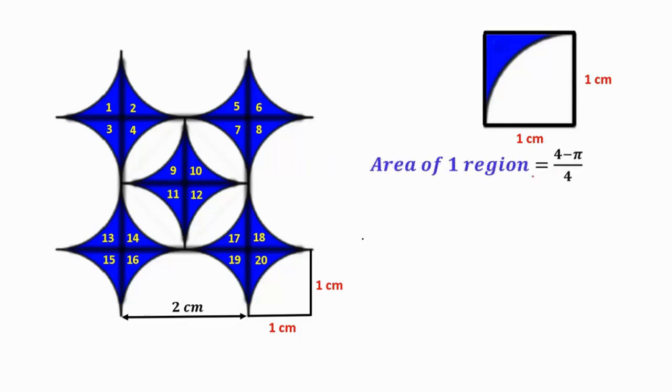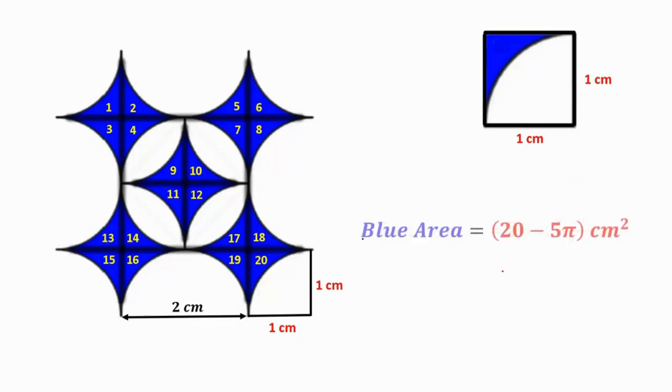So we got the area of the one particular region, and we can see there are 20 such regions. So the total area, that is the total blue area, would be 20 into area of this one region, which on simplification will give you the answer as 20 minus 5 pi centimeter square. So that's your answer for the blue shaded area.